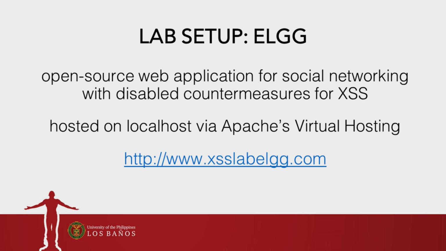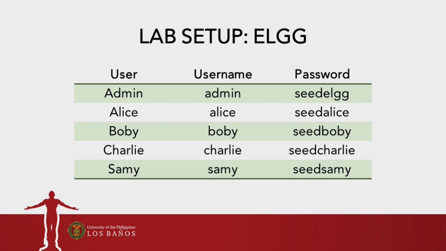For the lab setup of your exercise, you will use Elgg, which is an open-source web application for social networking with disabled countermeasures for XSS. The website is locally hosted, so you can already access it in your SEED VM. It is mapped to the URL www.xsslabelgg.com. It should look like this. There are 5 user accounts created for this website: the admin, Alice, Boby, Charlie, and Samy. The goal for this exercise is to copy what Samy has done before.